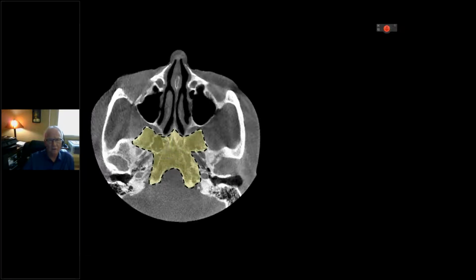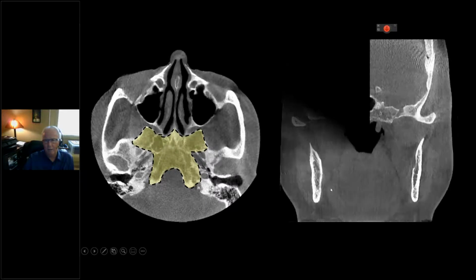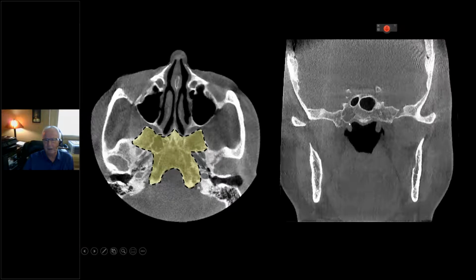So here's the sphenoid bone. The area of interest, of course, is included within it. When we put it in another plane of section, you can see it still looks like a big old radiolucent lesion, but this is simply what we call incomplete pneumatization of the sphenoid bone. So this is a normal anomaly.